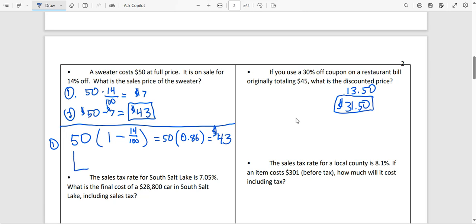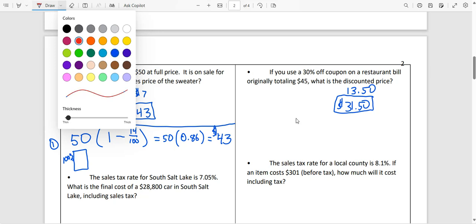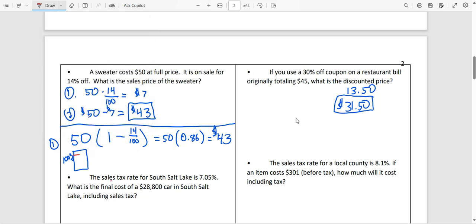Now, really what's going on here is, let's say that's 100%. That's the total cost. That would be the $50. If we take away 14%, then what's left is 86%. So if they discount it by 14%, we still owe 86%. So the multiplier works out what percent you still owe. So instead of working with the 14% off, we just directly work with the 86% left.